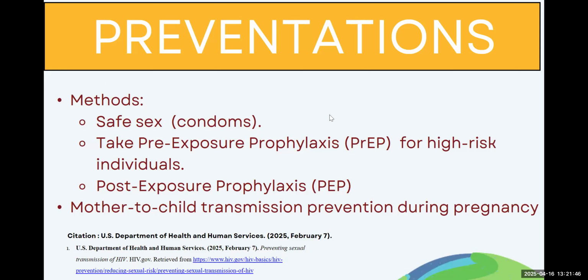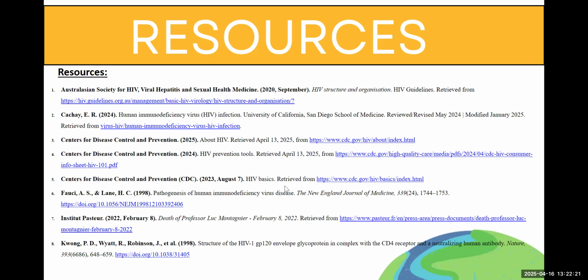The methods to prevent this virus are using a condom or safe sex, and taking pre-exposure prophylaxis for high-risk individuals, which is taken daily. We also have post-exposure prophylaxis, which is taken within 72 hours for 28 days. We can also limit mother-to-child transmission by prevention during pregnancy.